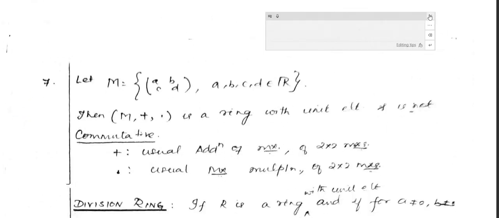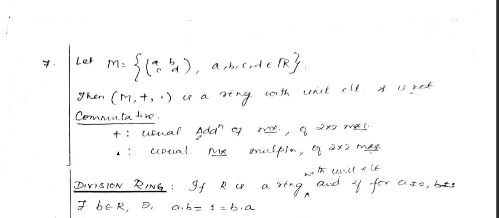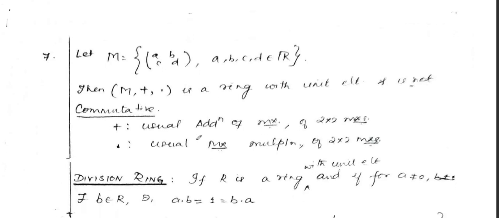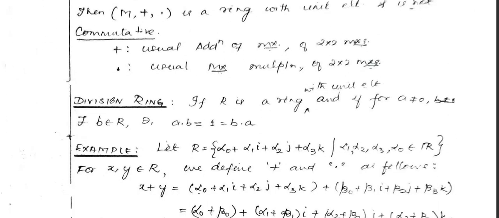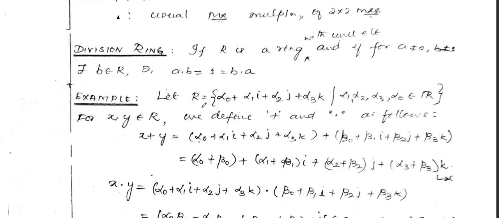Next we have the collection of all 2 cross 2 matrices where A, B, C, D are real numbers. You can even have it as rational numbers also. Then this is a ring with unit element and is not commutative, because matrix multiplication is not commutative. So in the next section we have the definition of division ring, but here we have an example for division ring. That's why here itself the definition is given.